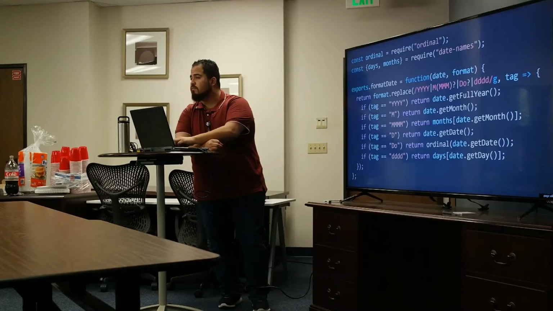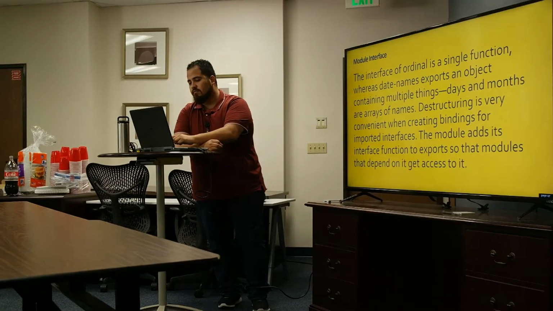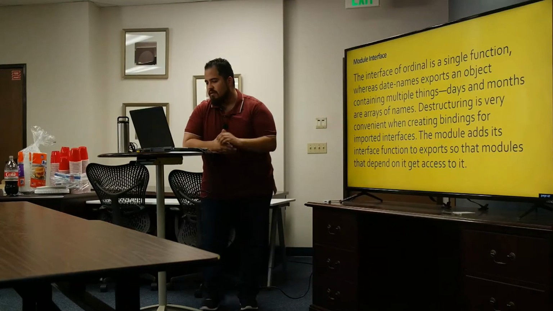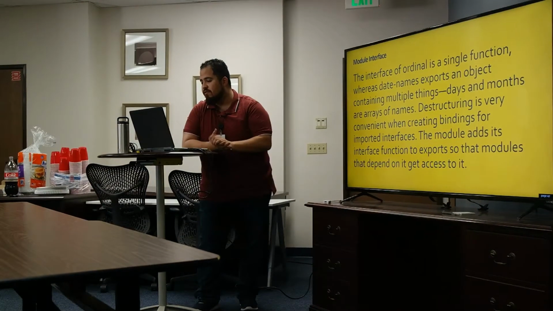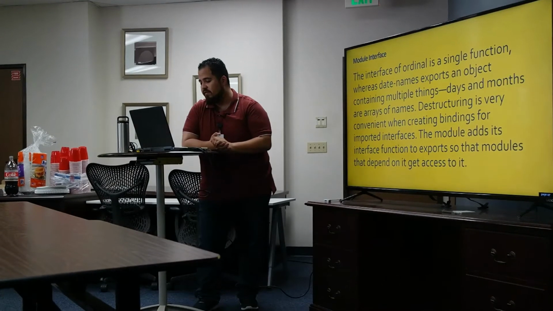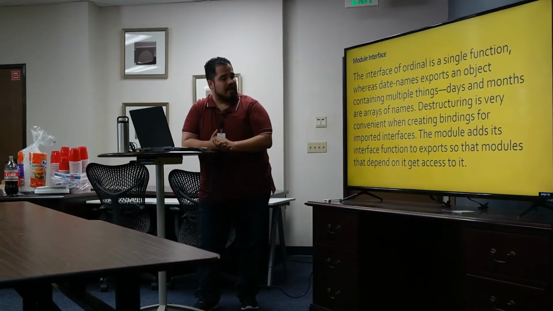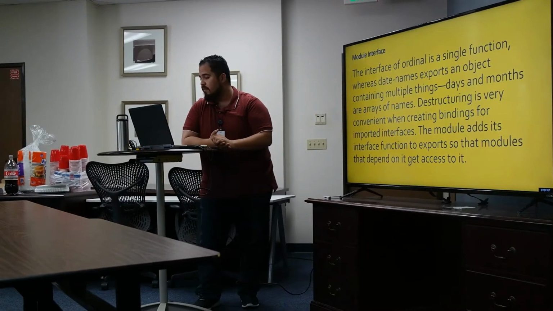Do you have to import and run require? No, so we'll talk about import, export. And that's one of the problems we have in JavaScript right now. So, module interface. The interface of an ordinal is a single function, whereas date names exports an object containing multiple things. Days and months are arrays of names. Destructuring is very convenient when creating bindings for imported interfaces. The module adds this interface function to exports so that modules that depend on it get access to it.